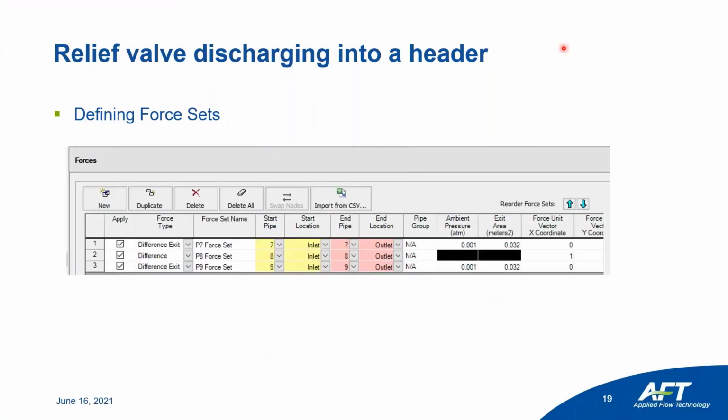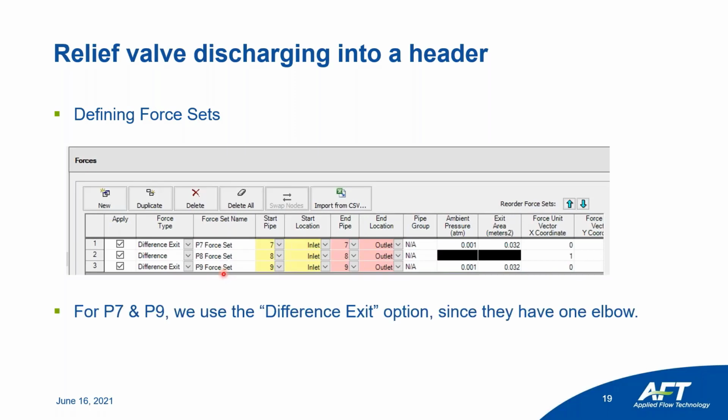So the first thing to define is the force sets. We want to define the force set in pipe 7, which is the one that connects to the relief valve, pipe 8, and pipe 9, which is the pipe that connects to the header. For pipe 7 and pipe 9, we use a differential exit option since each one of them has one elbow. So the momentum created by the dynamic flow is calculated considering one elbow.